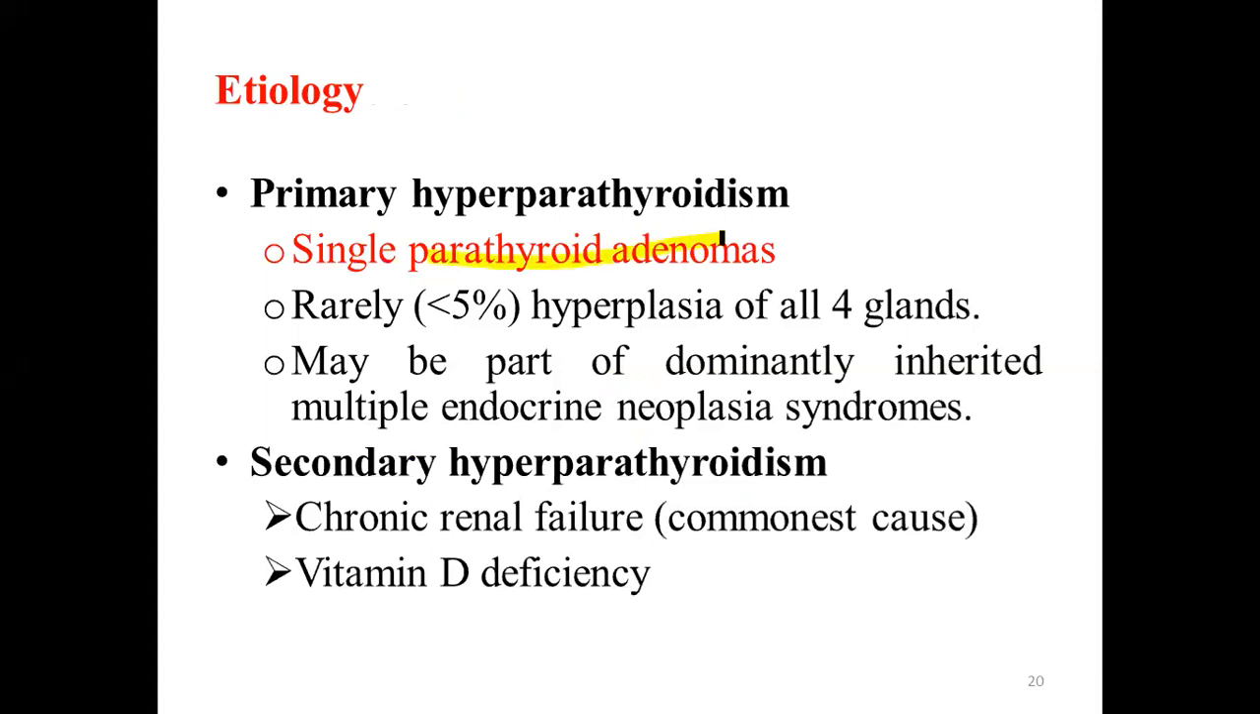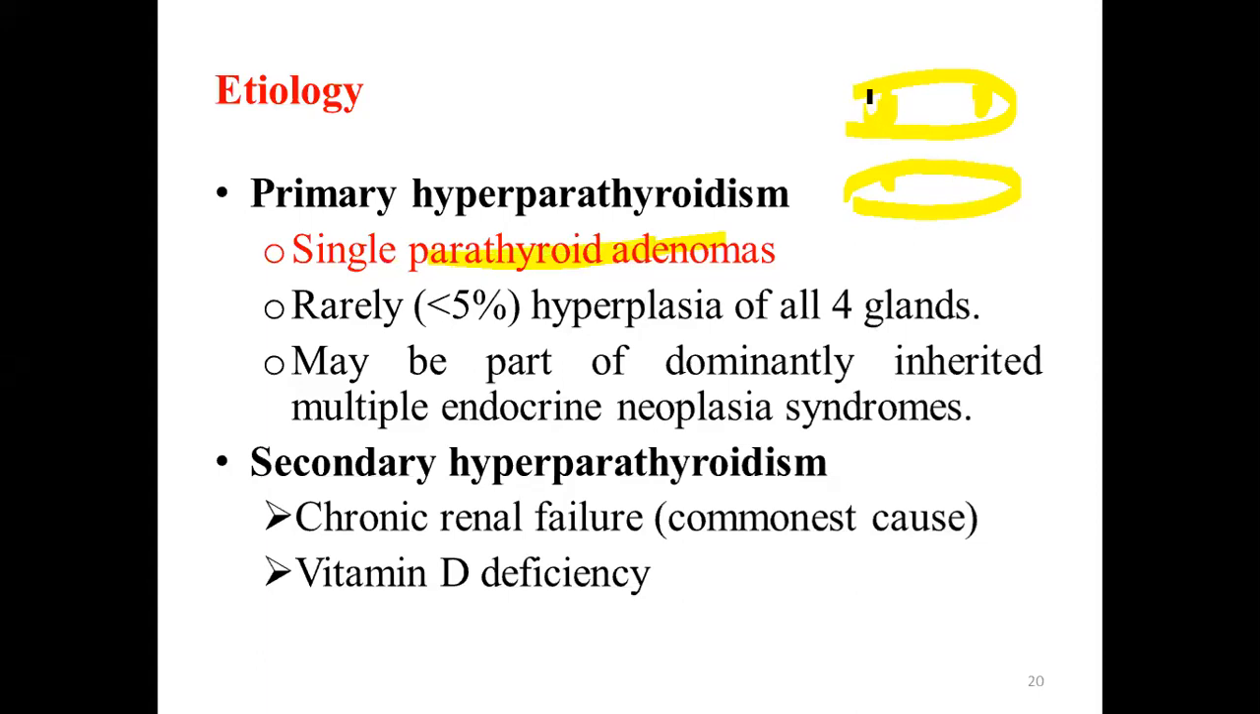So when you look at the etiologies of hyperparathyroidism, the primary hyperparathyroidism is mostly due to adenoma of the gland. Remember, the glands are four in number. There are two of them in the upper lobes of the thyroid gland, and two of them at the lower lobes of the thyroid gland. So the primary cause of hyperparathyroidism is mostly due to adenoma of a single gland.